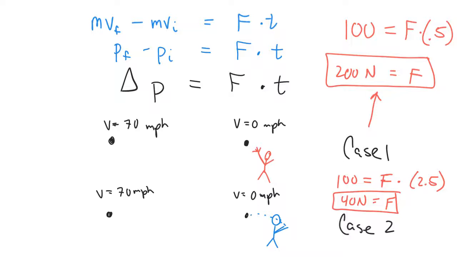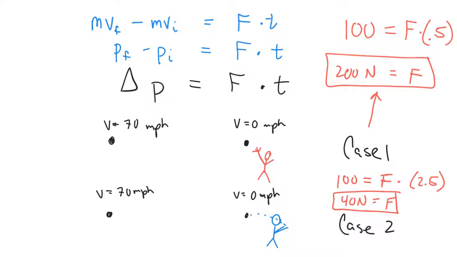So if I go up here from 0.5 to 2.5, that means I'm multiplying by 5. To go from 200 to 40, I'm dividing by 5. So an increase in the time that this interaction is occurring causes a decrease in the force felt. A decrease in the force felt.